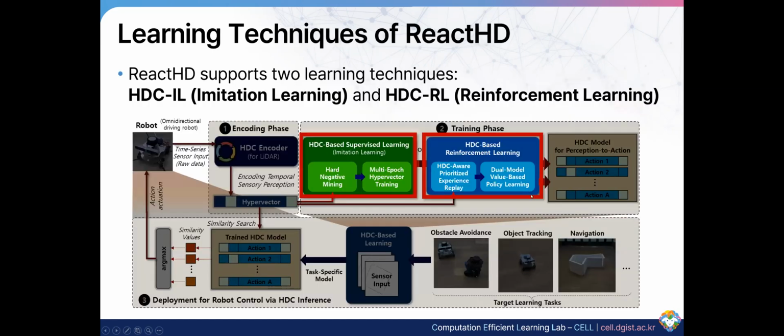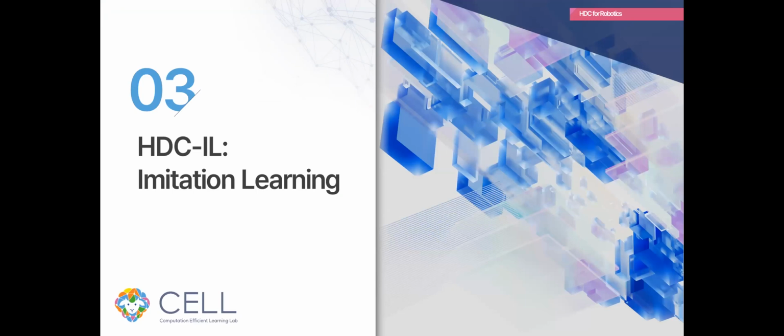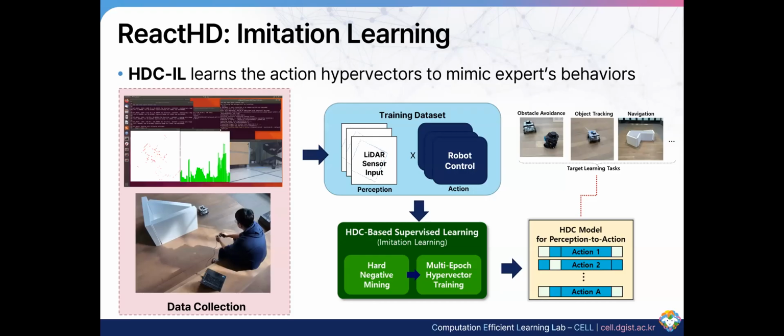For the training phase, we have two different components, as I talked about before. One is imitation learning, basically in the form of a classification task, and the other one is reinforcement learning. I'd like to talk about them one by one throughout the rest of my talk. The first one is imitation learning. Basically, it is the classification task.